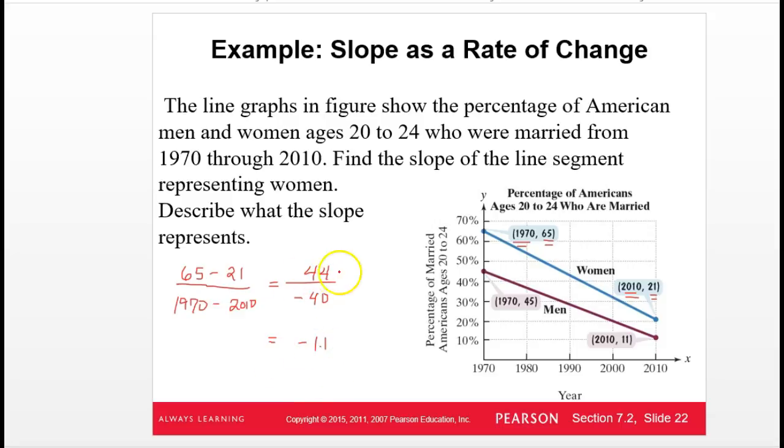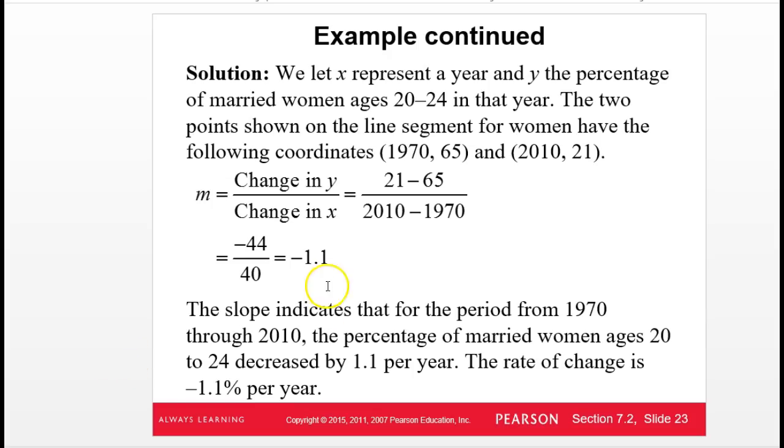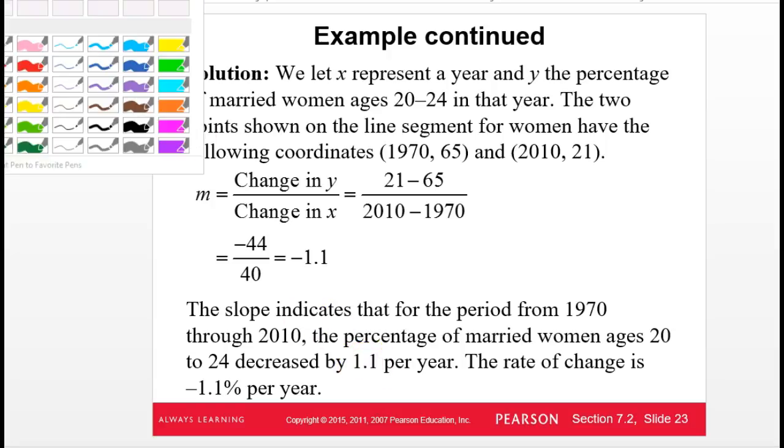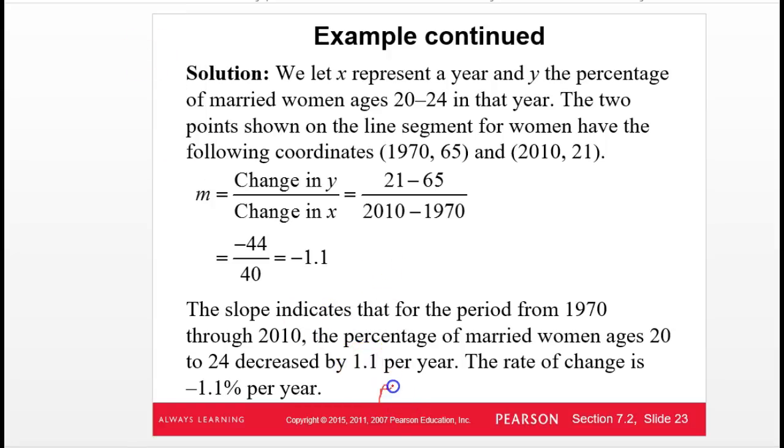Well, what does that mean? Well, remember the y units are a percentage, and the x units here are years. And one of the words that we use to translate to division in math is per. So what does this negative 1.1 mean? It means that in this time period, the percentage of married women in that age range has decreased, because of the negative, by 1.1 percentage points. I should say percentage points per year.